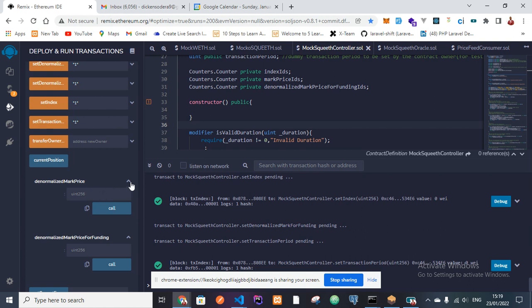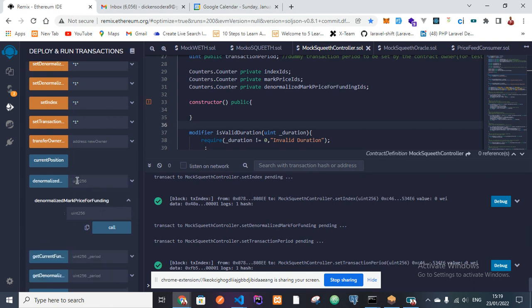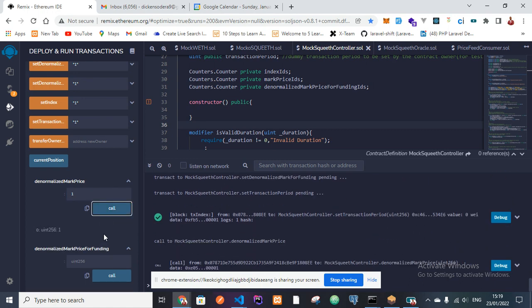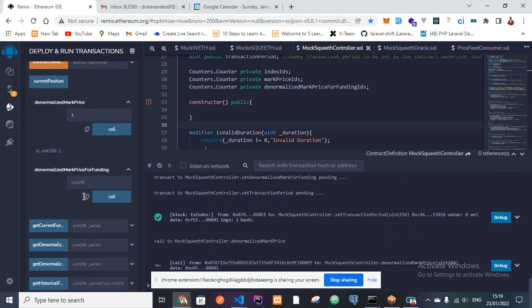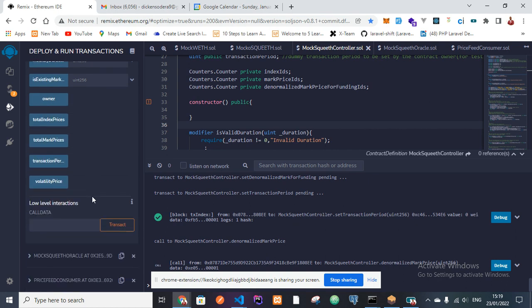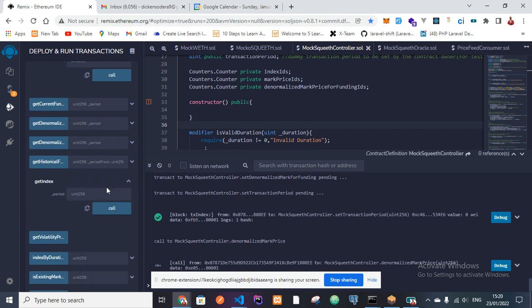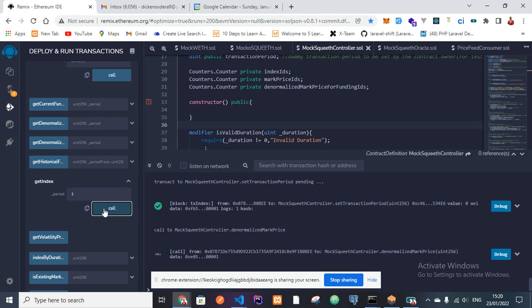From the getter methods we can fetch the denormalized mark price, which in our case is the squared ETH, or SQH. So you see the price is one as we had set it there. Then also you can get the index price. The index price in our case is the ETH squared price.